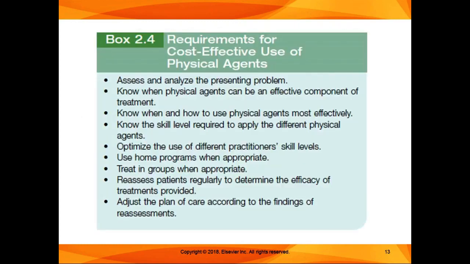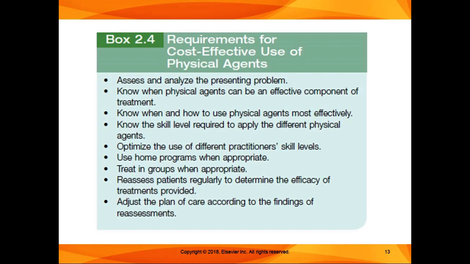So this is from the book, of course, box 2.4, requirements for cost-effective use of physical agents. We want to assess and analyze the presenting problem. So that's what the PT did when she did the evaluation. She said, okay, his walking is affected because he doesn't have the right brace, but he can't get into the right brace because he doesn't have the ankle range of motion because of tissue restrictions. She knew that using Graston as a physical agent could be an effective component of the treatment.